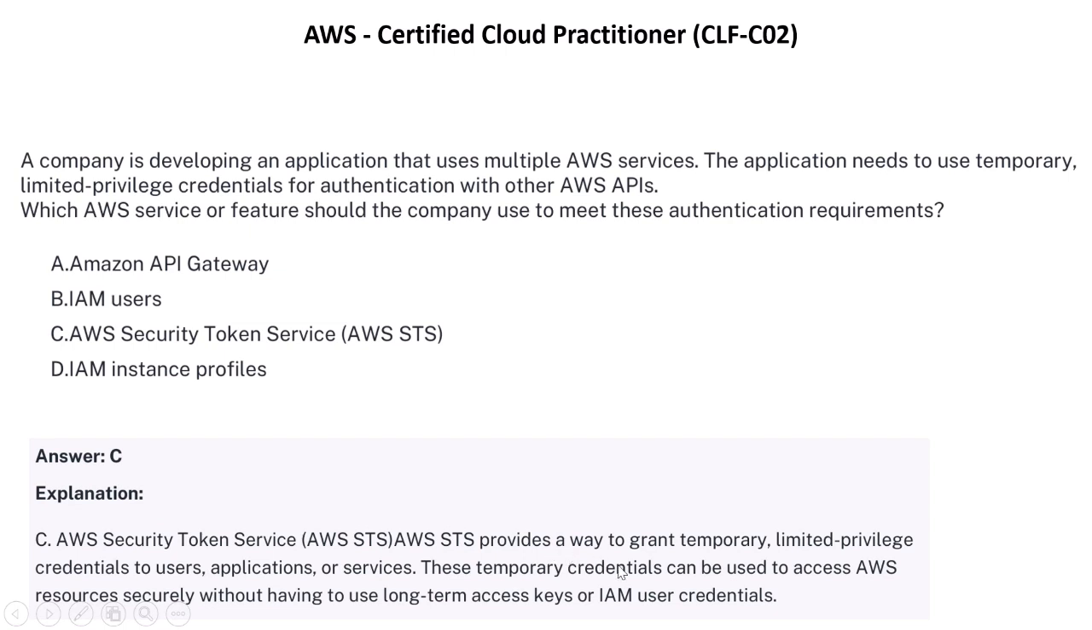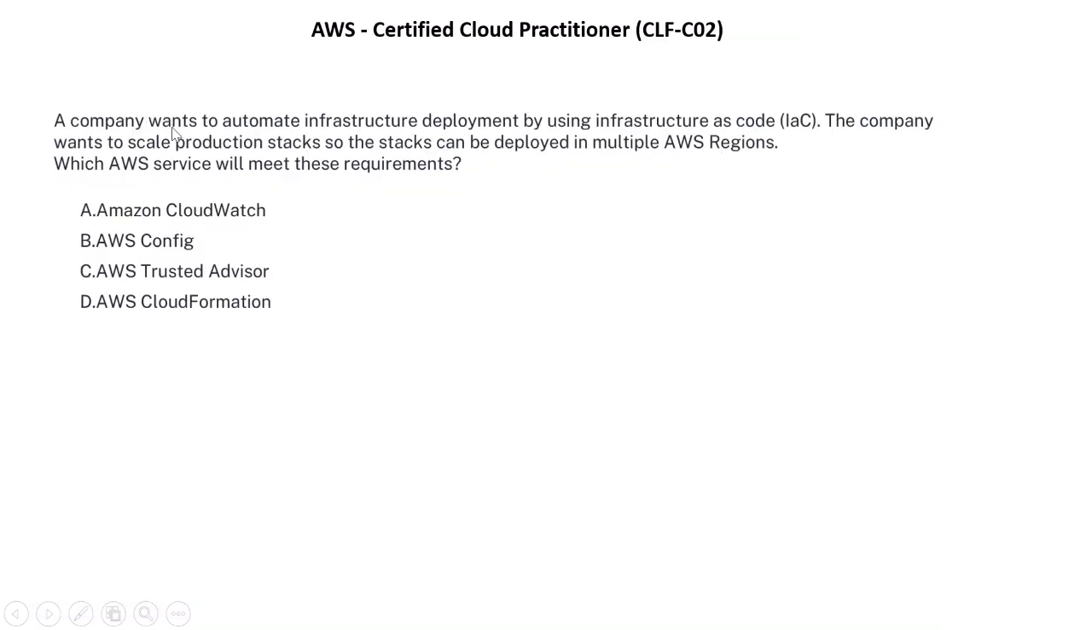AWS STS provides a way to grant temporary limited privilege credentials to users, applications or services. These temporary credentials can be used to access AWS resources securely without having to use long-term access keys or IAM user credentials. A company wants to automate infrastructure deployment by using infrastructure as code. The company wants to scale production stacks so the stacks can be deployed in multiple AWS regions. Which AWS service will meet these requirements?